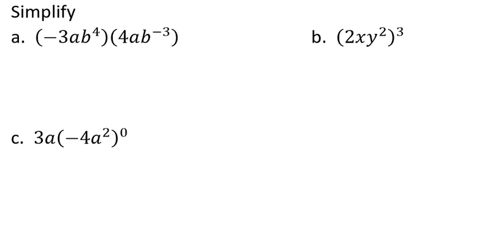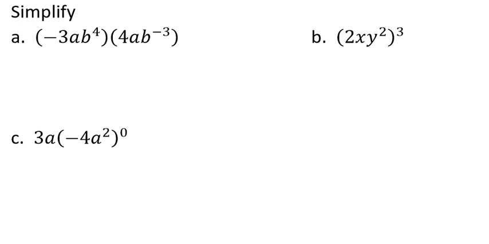In this video, we're going to be using properties of exponents to simplify these expressions. So our first expression is negative 3ab raised to the fourth times the quantity 4ab to the negative third.